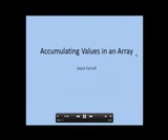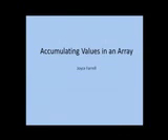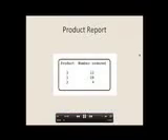Hi, this is Joyce Farrell. Let's walk through accumulating values in an array. Suppose you want to produce a product report like this one. Suppose that you sell product numbers 0, 1, and 2. In a real business, your product numbers would probably have more digits in them, but we're trying to keep this example simple. And let's say you just want to produce a report of how many of each product number have been ordered. Here's the logic for the report.